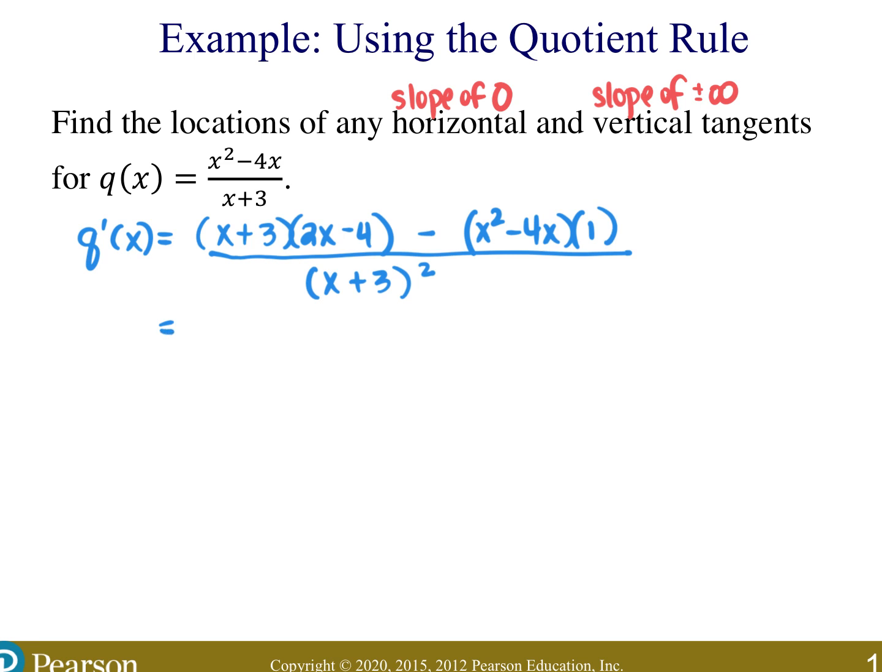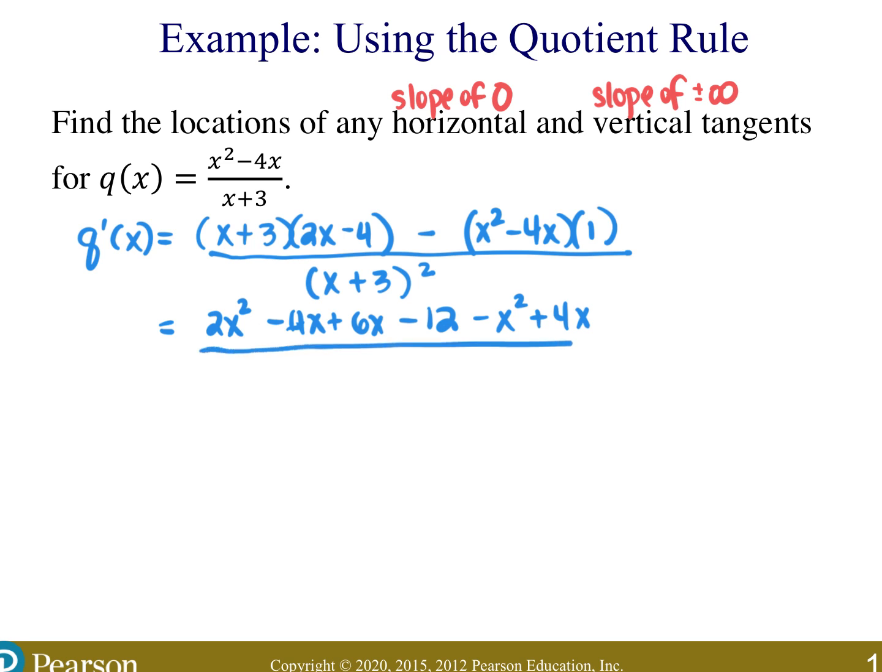Okay, so we'll do our FOIL. 2x squared plus 4x plus 6x minus 12 minus. All right. Now the 1 doesn't change anything, but what else do I have to distribute? The negative. So that'll be negative x squared plus 4x. Okay. Oh wait, there's an x. I think I'm okay. Yeah, you're okay. All right. My bad. Okay.